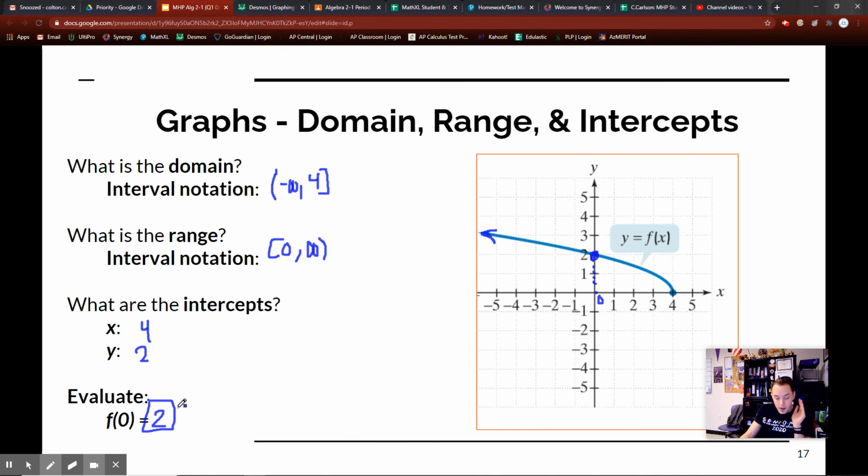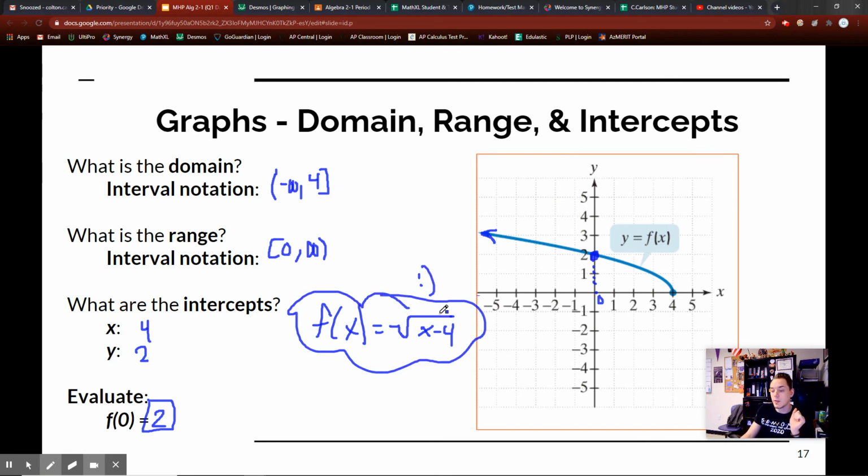Sweet. Awesome. By the way, for kicks and giggles, this function right here is negative radical x minus 4. We're going to learn about this in the coming weeks, but you didn't need to know that. I hope you had a great time.